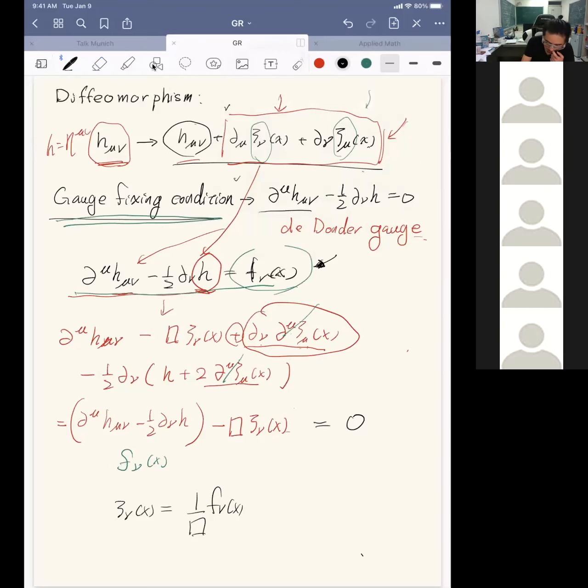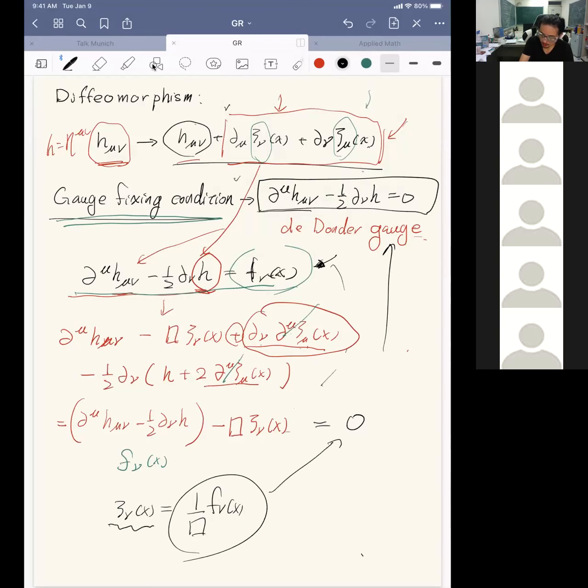Okay, so starting with some non-zero configuration, you can just do a gauge transformation. If you choose your gauge transformation parameter in this form, then you can reach the de Donder gauge, which is that ∂^μ h_μν minus 1/2 ∂_ν h is 0. When you reach this gauge, you already fixed your gauge transformation parameter, so you no longer have your gauge degree of freedom. That degree of freedom is completely removed.